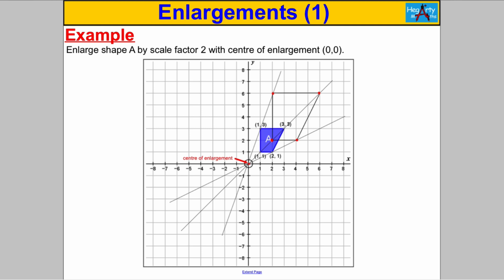Draw a line segment between each of them, mark in the vertices, and hence we have our enlarged shape, our image shape, which is an image of the object shape A enlarged by scale factor 2 with center of enlargement 0, 0. And that's it for this particular video.